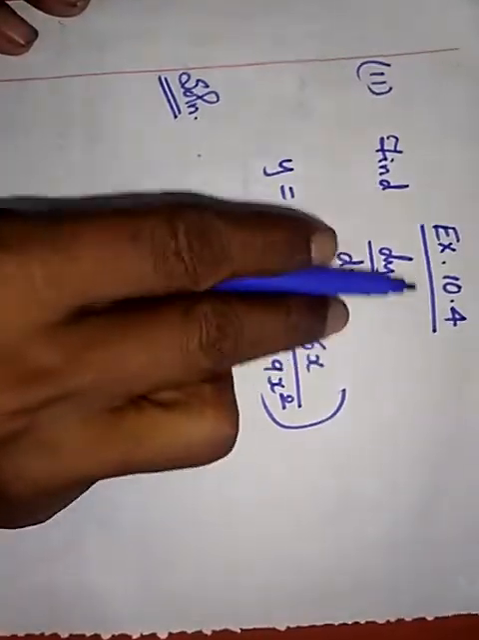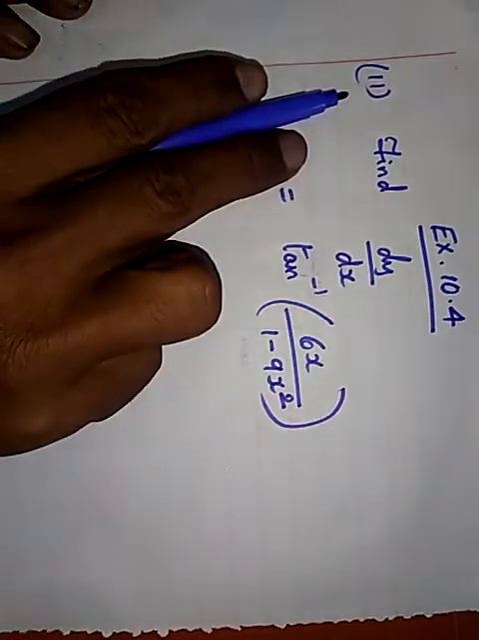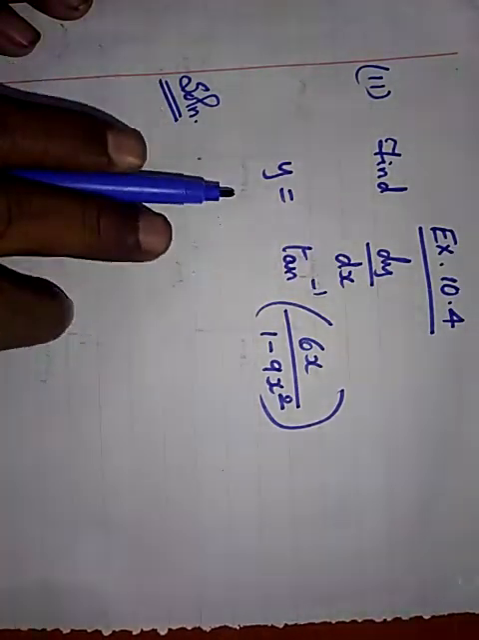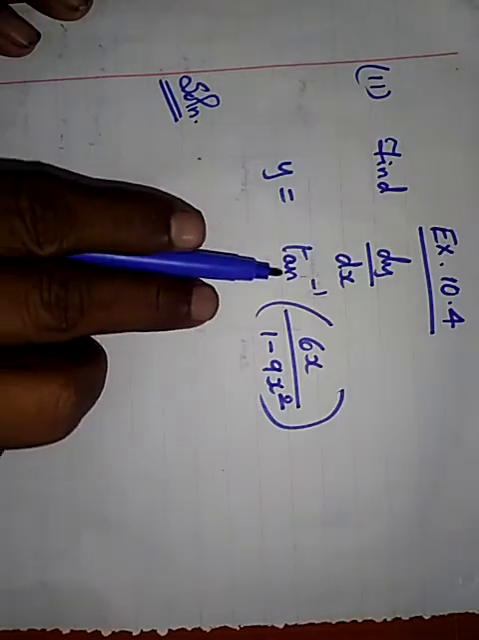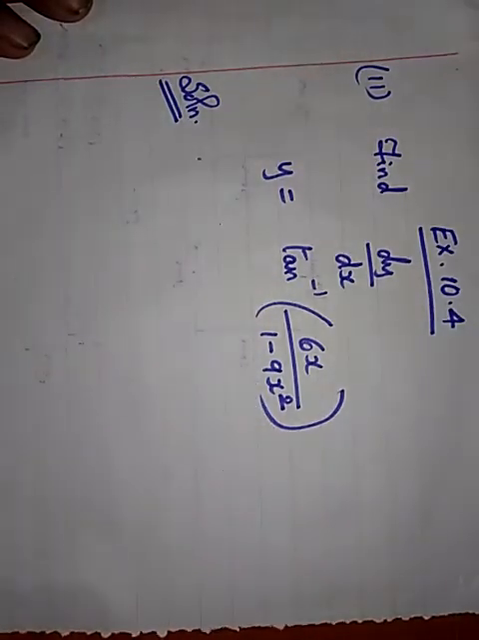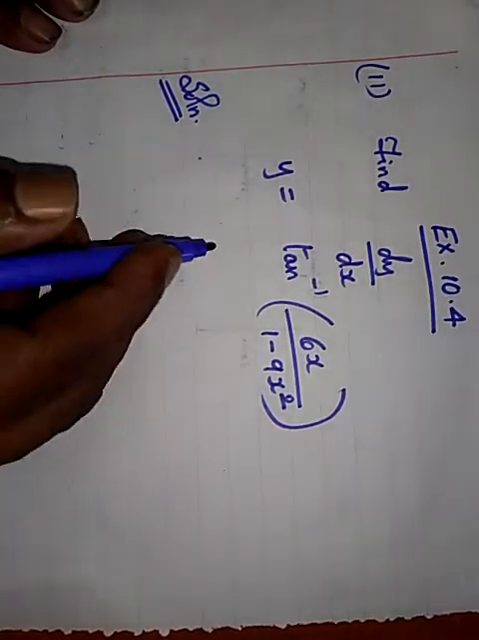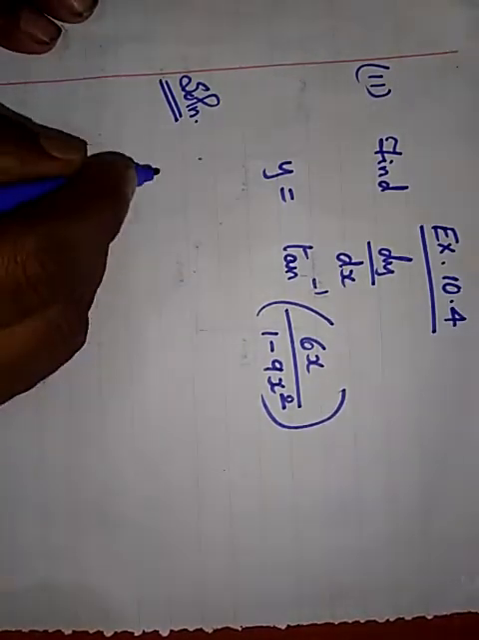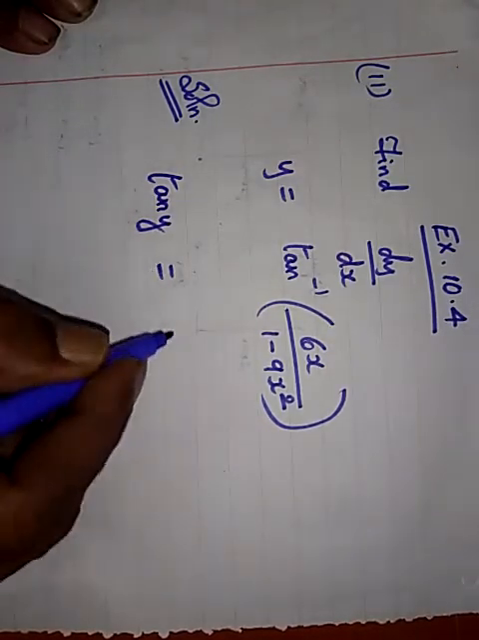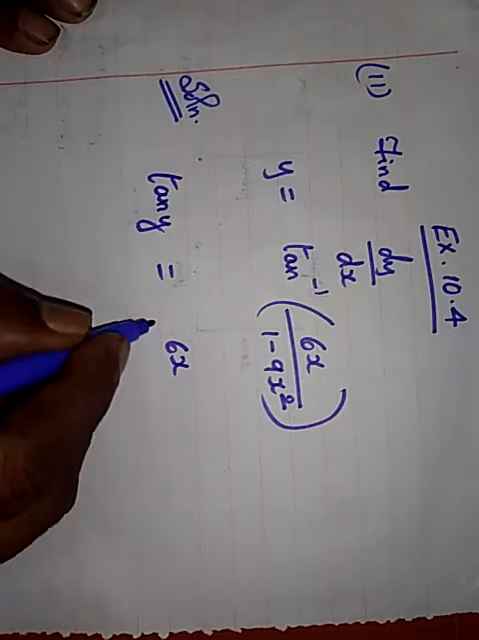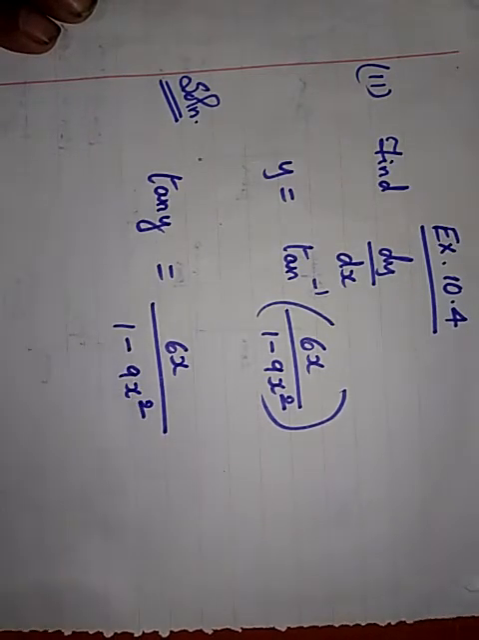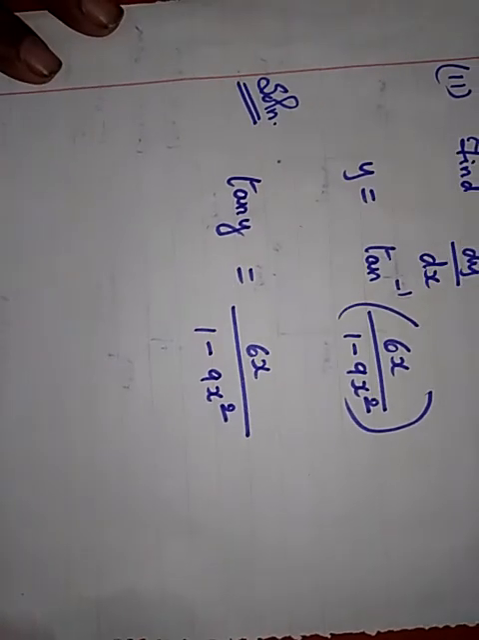Exercise 10.4, question number 11. Find dy by dx. The question is y is equal to tan inverse of 6x by 1 minus x square. So solution, you bring this tan this side, so this will become tan y is equal to 6x by 1 minus 9x square. Okay, right.